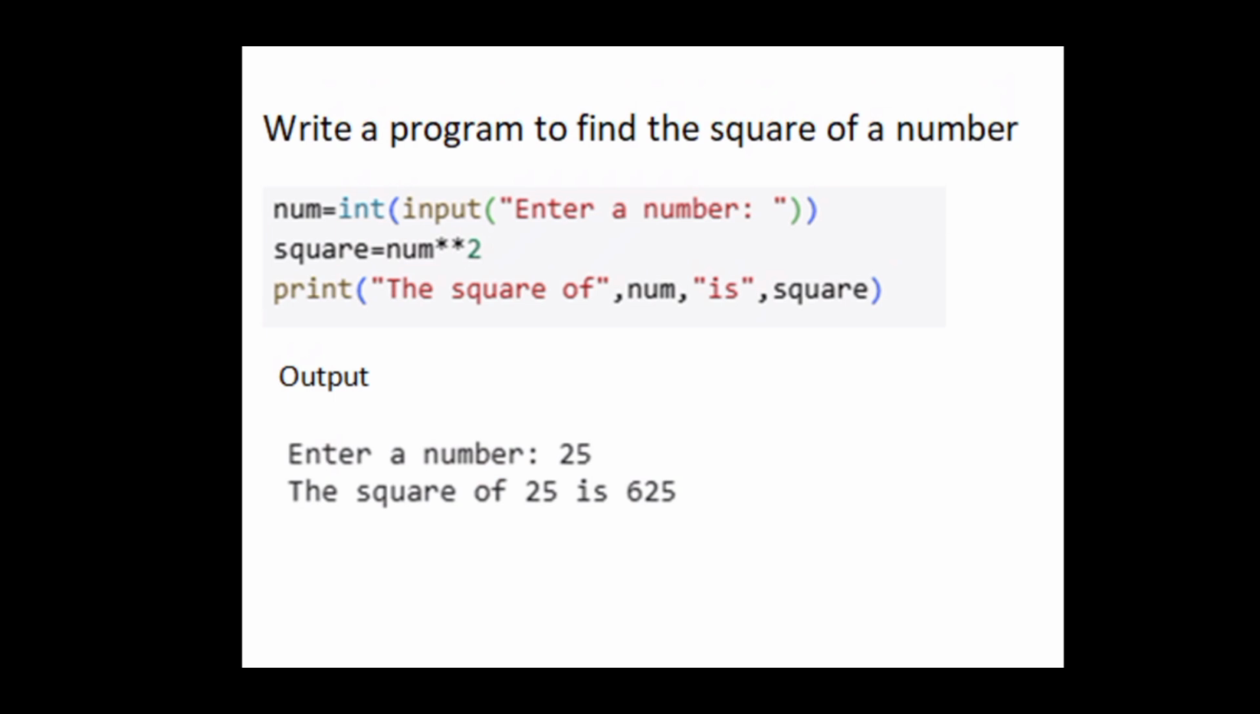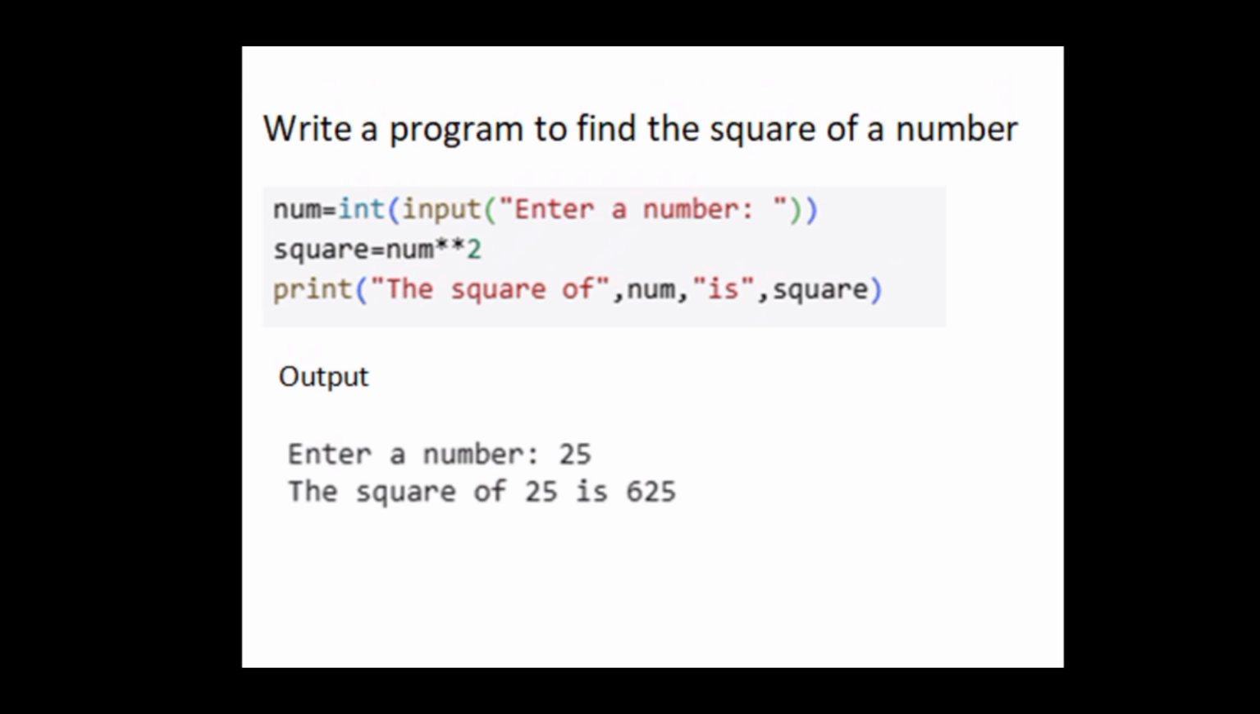Now my third program is write a program to find the square of a number. Here we ask the user to enter one number. The input function gets the number as string and int converts it to an integer number. We store this in variable num.